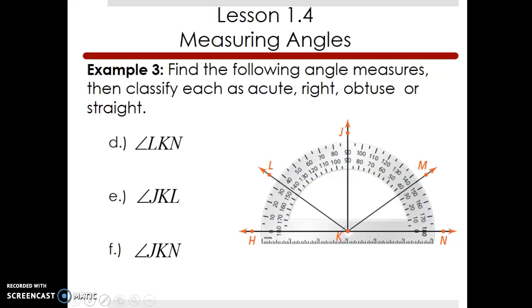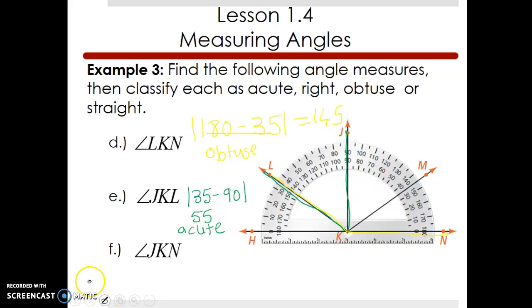All right. We're going to continue. I'm going to go faster on this one. L, K, N. So that is 180 minus 35, which gives me 145. And that is obtuse. Then I have J, K, L. That is 35 minus 90, absolute value of that. So that is 55. So that's going to give me an acute angle.